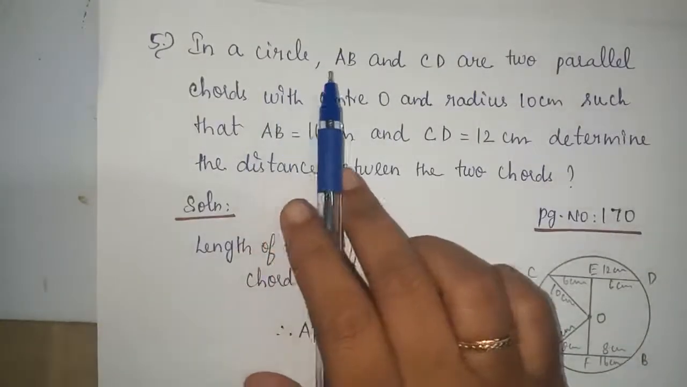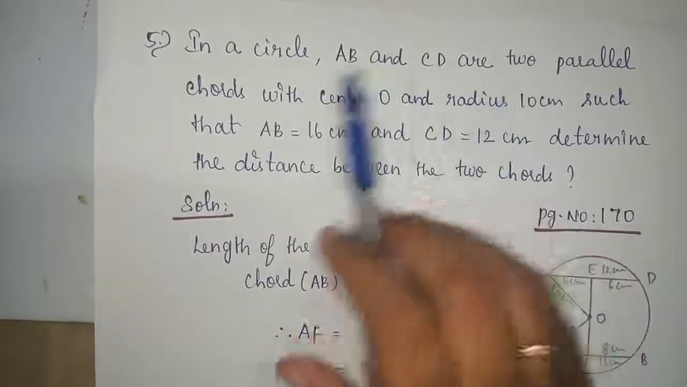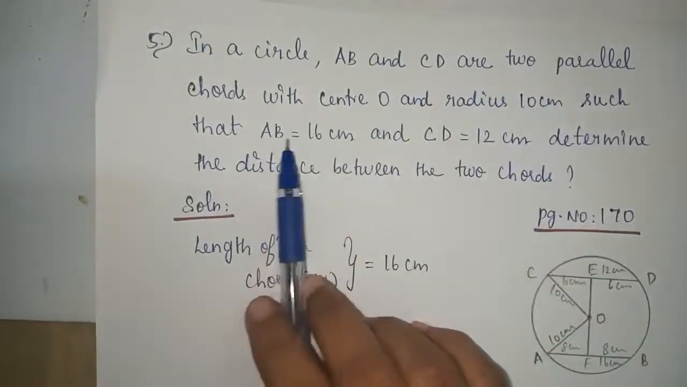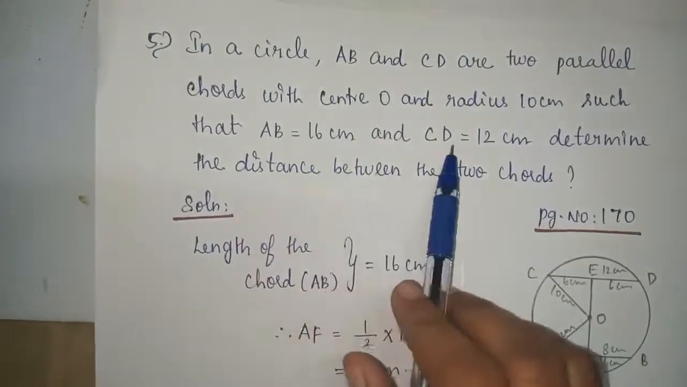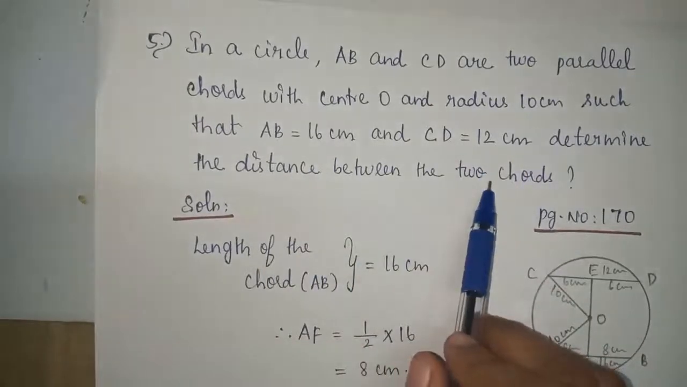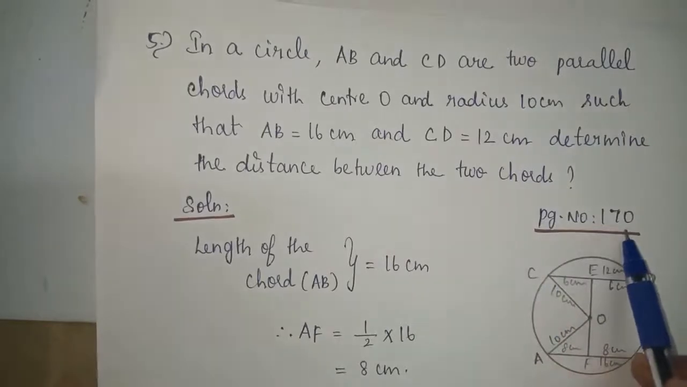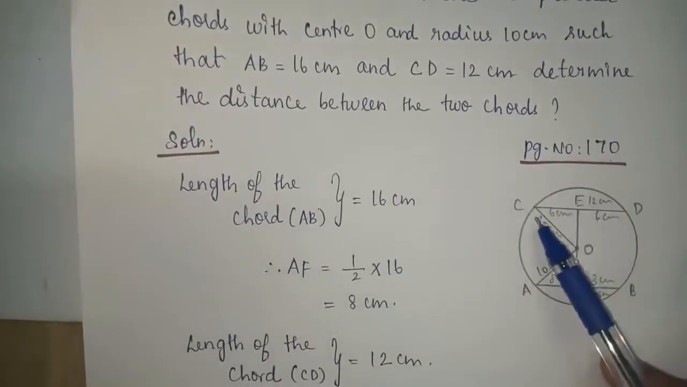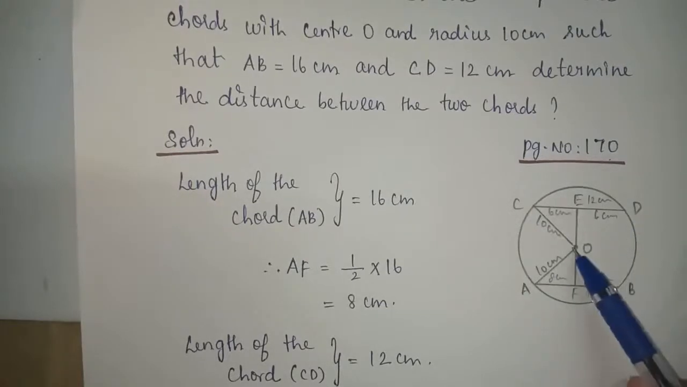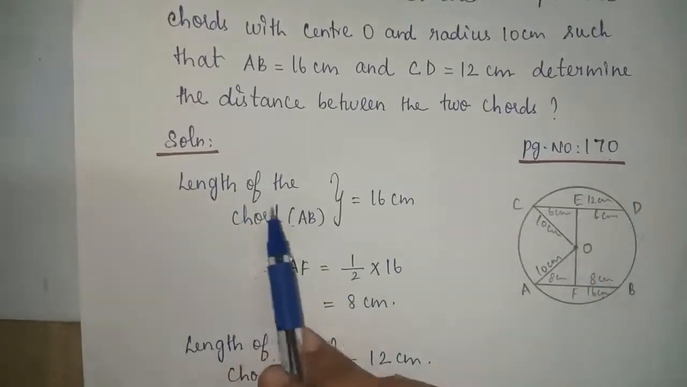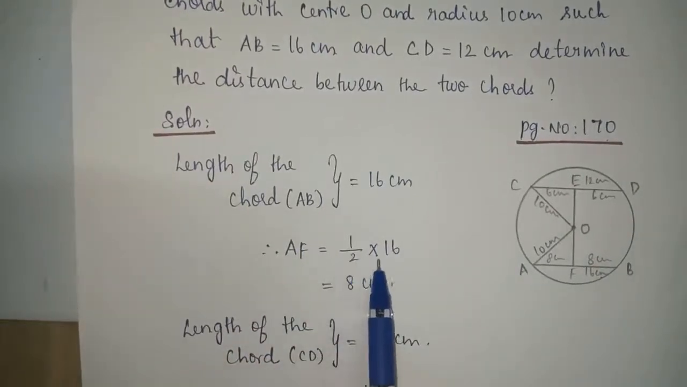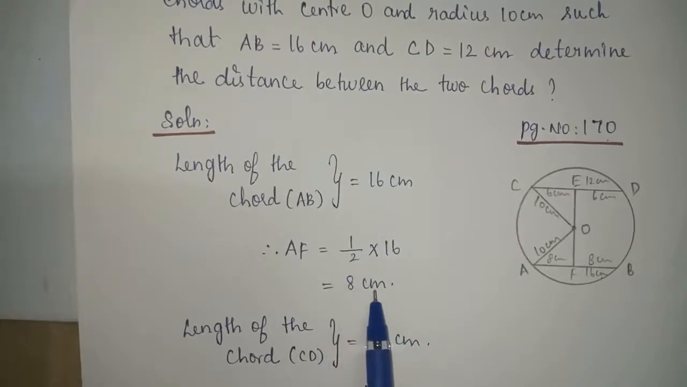Problem number 5. In a circle, AB and CD are two parallel chords with center O and radius 10 cm, such that AB is equal to 16 cm and CD is equal to 12 cm. Determine the distance between the two chords. The problem belongs to page number 170. So in this circle, we can see the two chords AB and CD, both parallel, with the center O. So the length of the chord AB is equal to 16 cm. AF is equal to 1 by 2 into 16, which is equal to 8 cm.